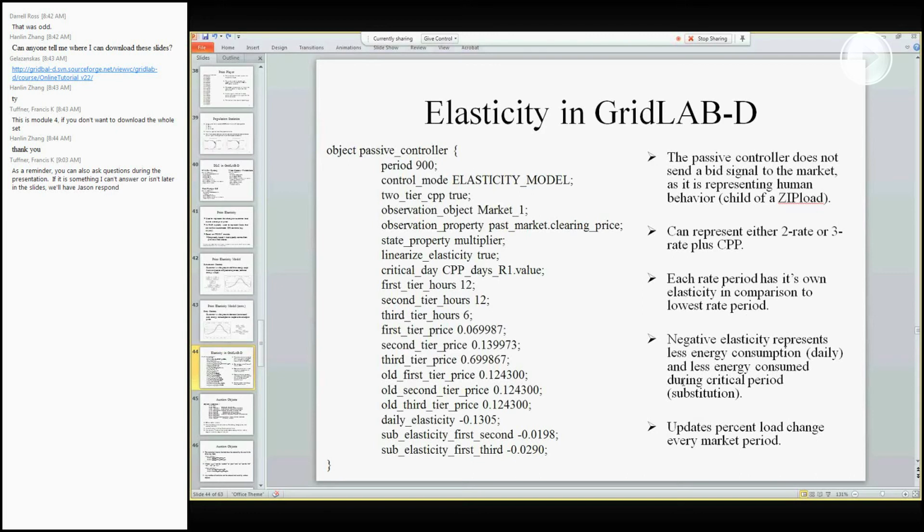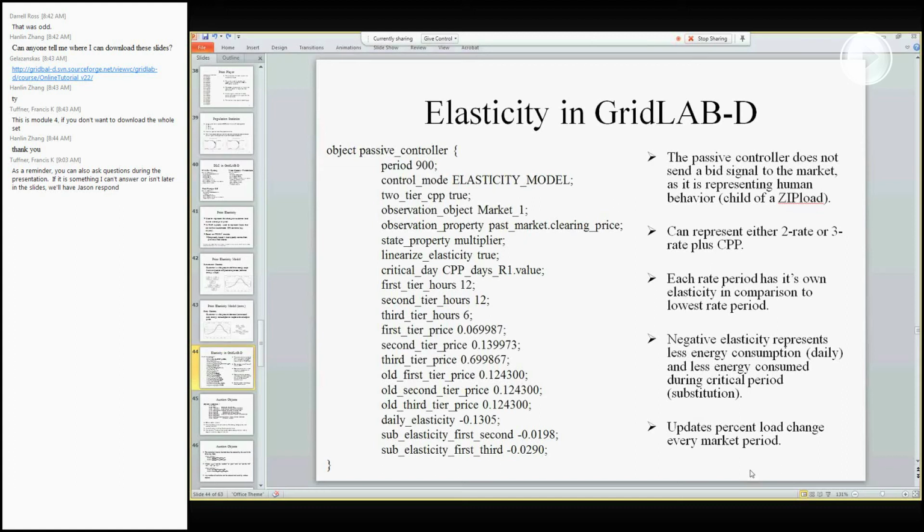In this case, we update that load change every market period. So if you set a market period, in this case, of every 15 minutes, that reduction will go and look at the current price of electricity and calculate what that reduction or increase in load might be at that given time.